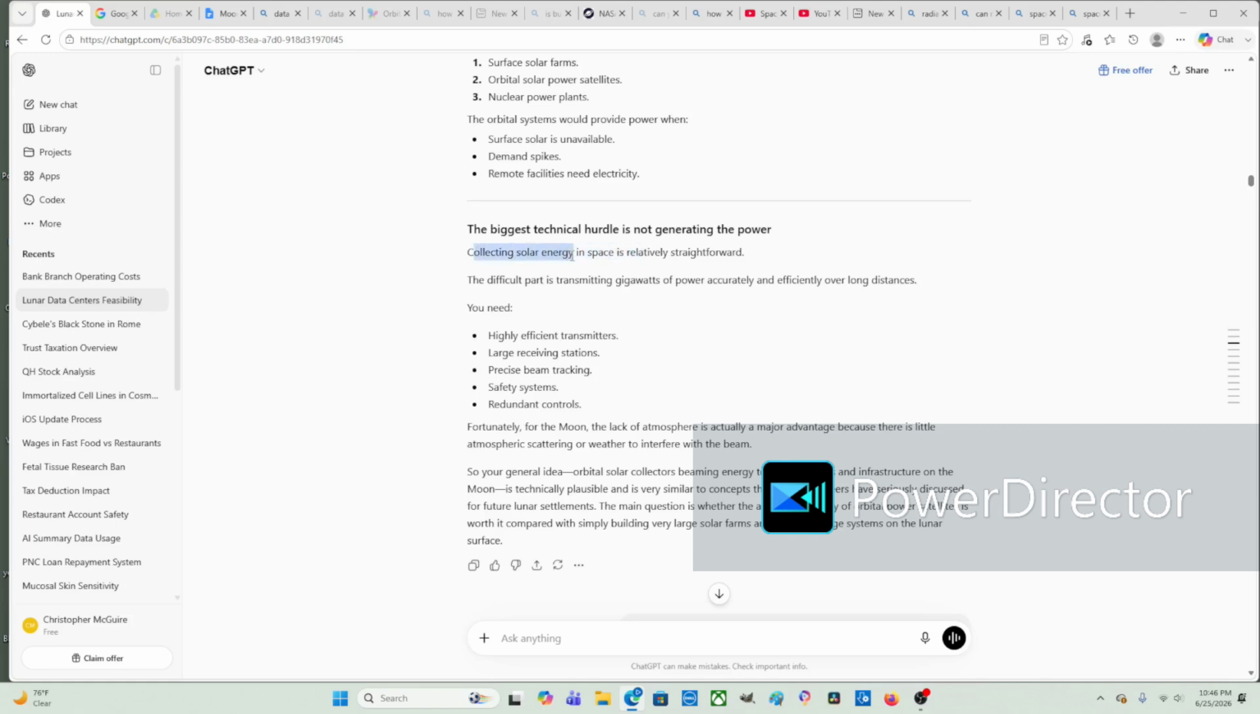Collecting sunlight and converting it into electricity in space is relatively easy and straightforward. That is the easiest part. The difficult part is beaming down the electricity via laser beams, electricity beams, or microwave beams to the desired target very accurately. That is very difficult, and doing it over long distances is very difficult because if you miss it, oh my gosh, that could cause lots of devastation.